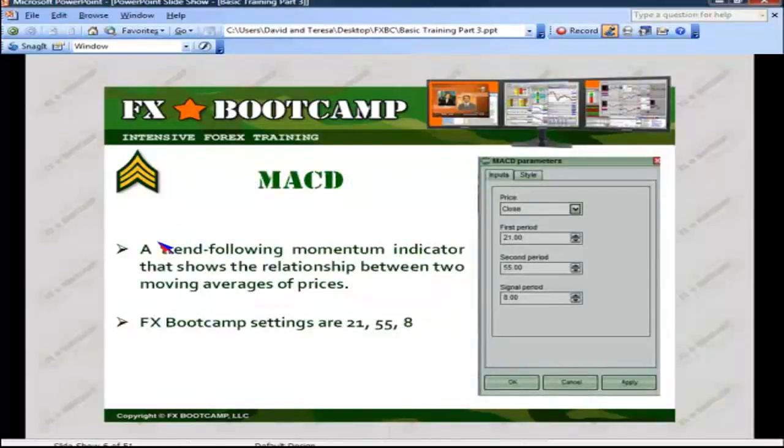Right, moving on to MACD. It's a trend following momentum indicator that shows the relationship between two moving averages of price. The bootcamp settings are as follows: 21, 55, 8, as you can see on the right hand side. Now, once again, this oscillator is slowed down. It's very much slower than stochastics.